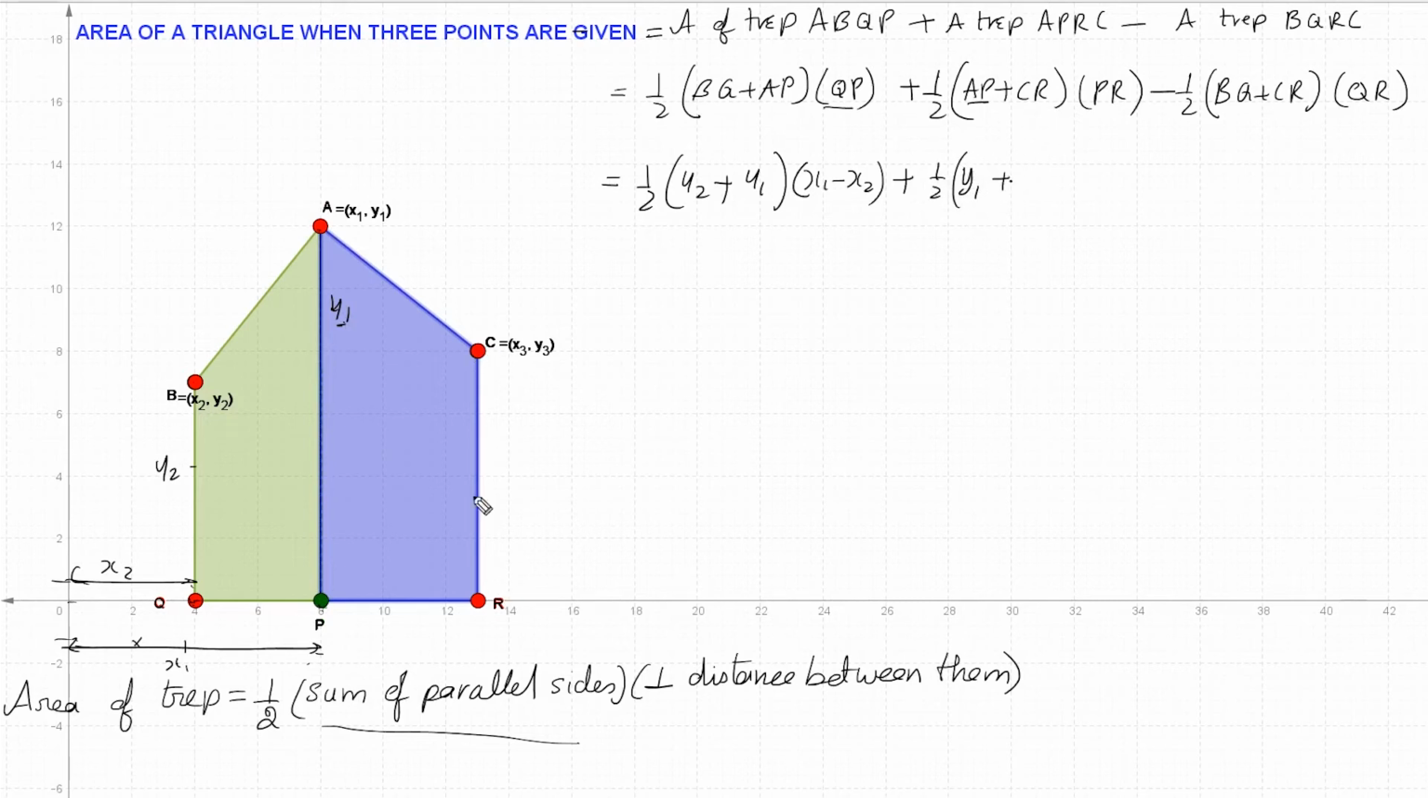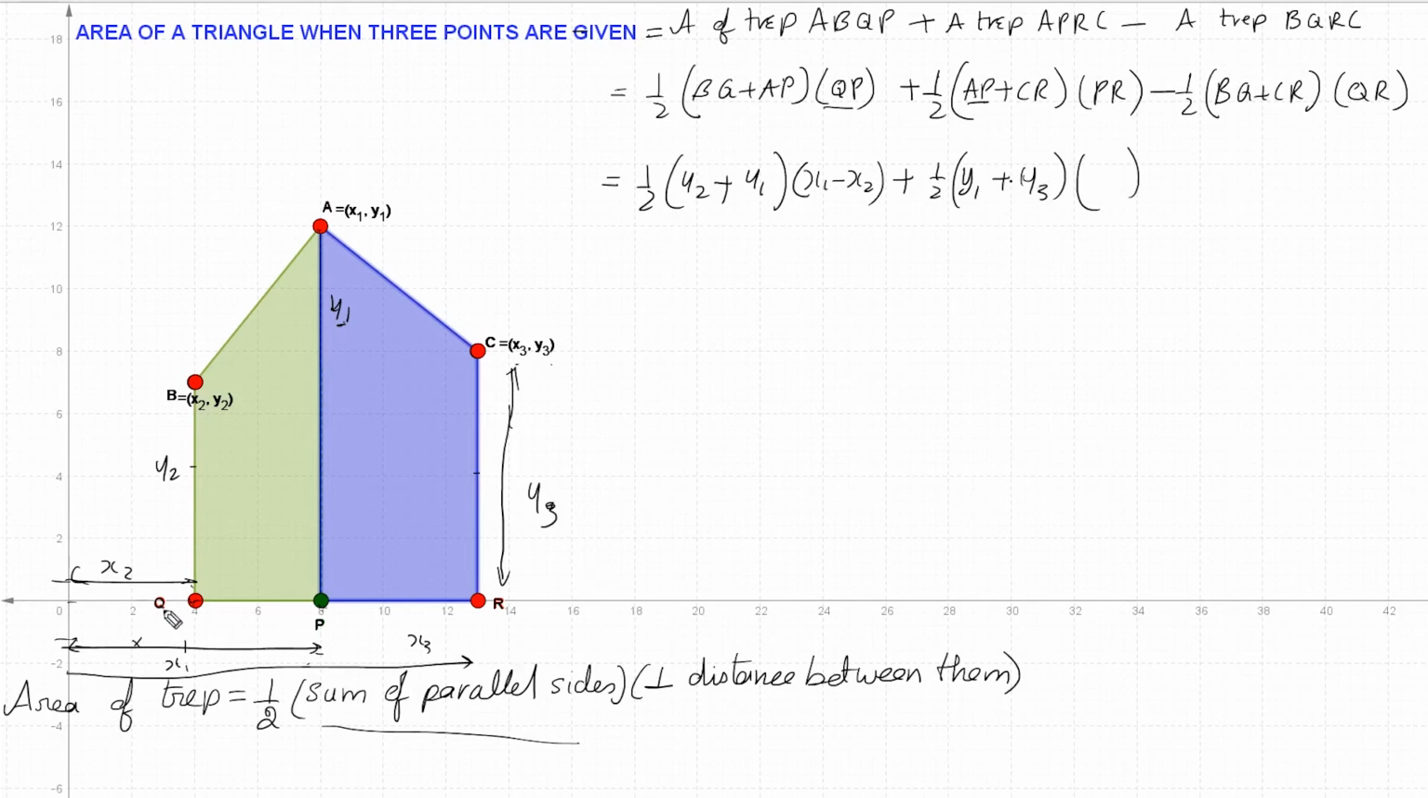We can see that CR is this height, and that's nothing but X3 and Y3. So it means I can write from here to here is X3. Let me write that for you guys. From here to here is X3. This length is X3, and that height is given to you as Y3. So let me write that. That is Y3. Okay, so CR is nothing but Y3. Beautiful. And what is PR for me?